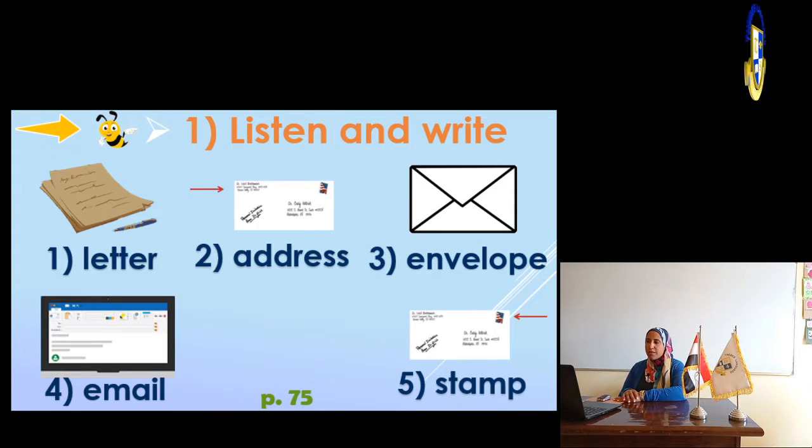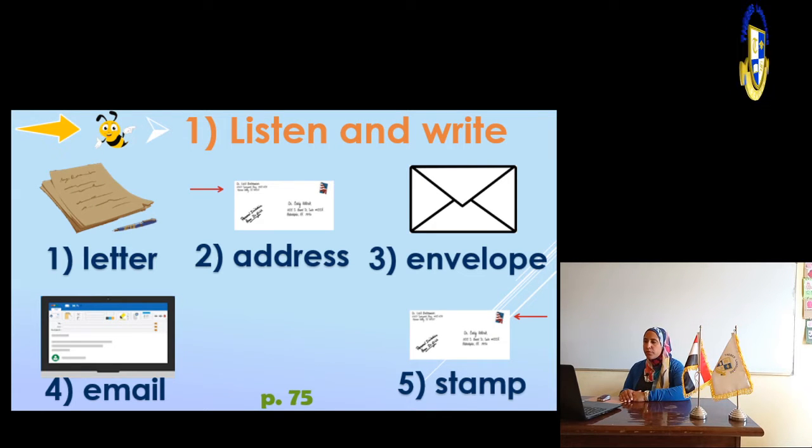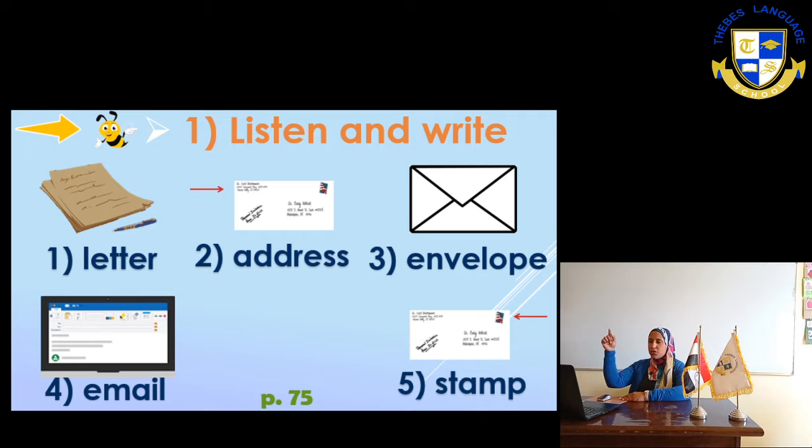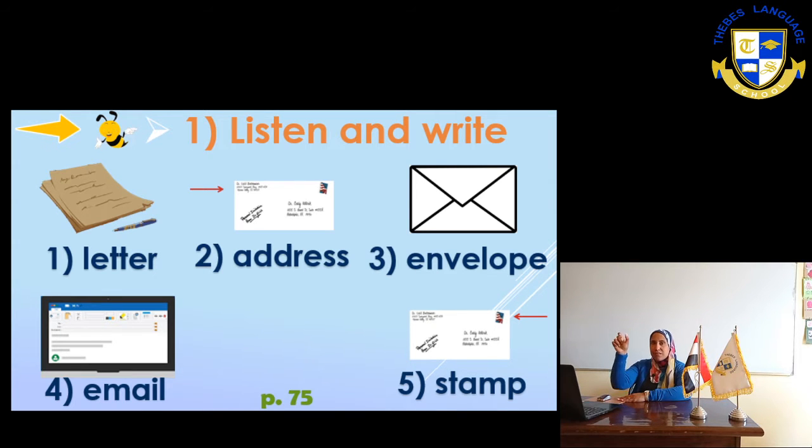Letter. Number 2, address. You see the arrow is pointing to something on the envelope at the top. This is the address. Number 3, envelope. Number 4, email. Number 5, stamp. So you're going to look at the arrow. It's pointing to the stamp stuck on the envelope.